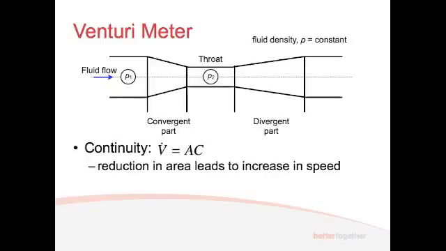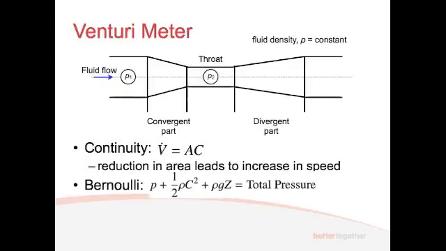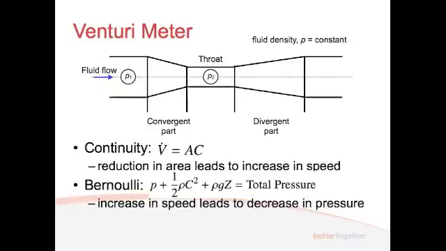Now, what do we know about Bernoulli? Well, Bernoulli says that the total pressure is constant. If we ignore the Z term and we just have the P and the 1/2 rho C squared, well, if C goes up, P must go down, because the total pressure is a constant. So we know that the increase in speed leads to a decrease in pressure. And so there's going to be a difference between P1 and P2. That difference means that P1 is greater than P2, so there's going to be a pressure difference of P1 minus P2.